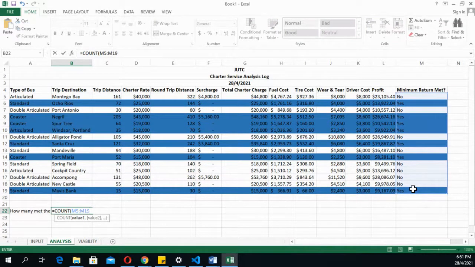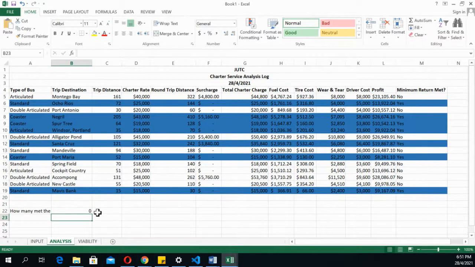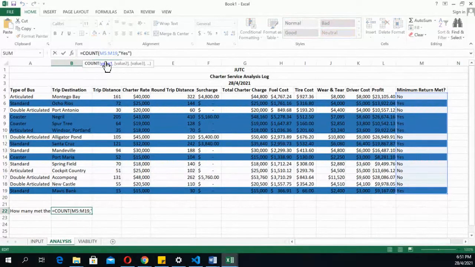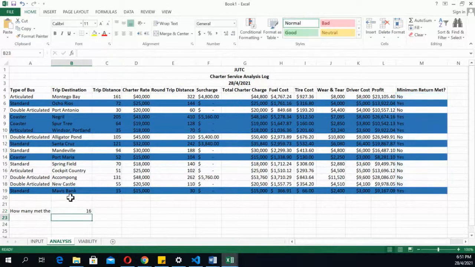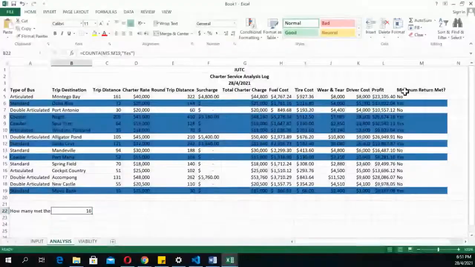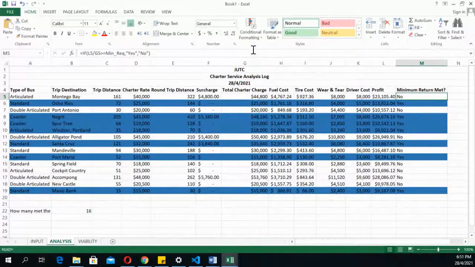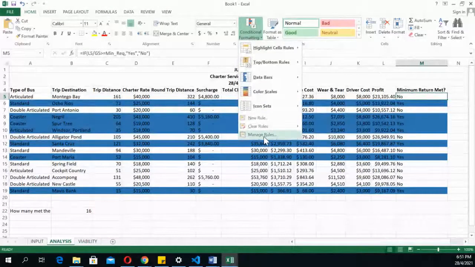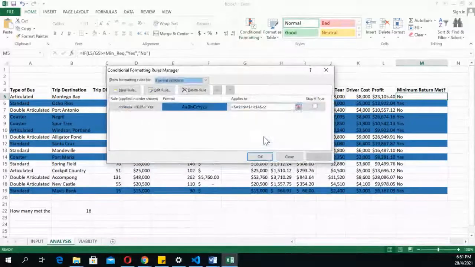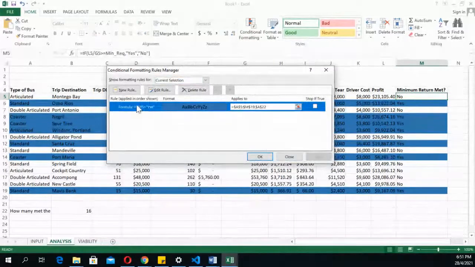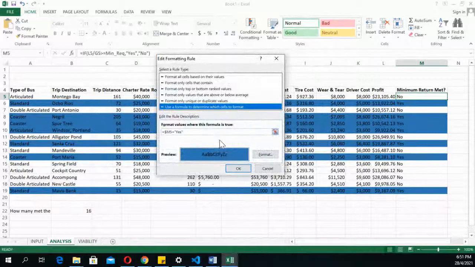And we're looking for if it is yes, all right? So count A, because it's text, we use count A. So when I say the conditional formatting, you'd go to manage rules, and then you click on it and then edit rule.